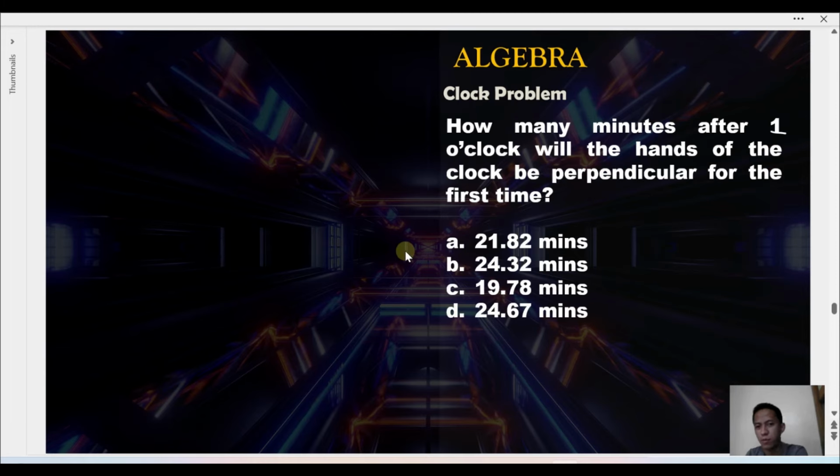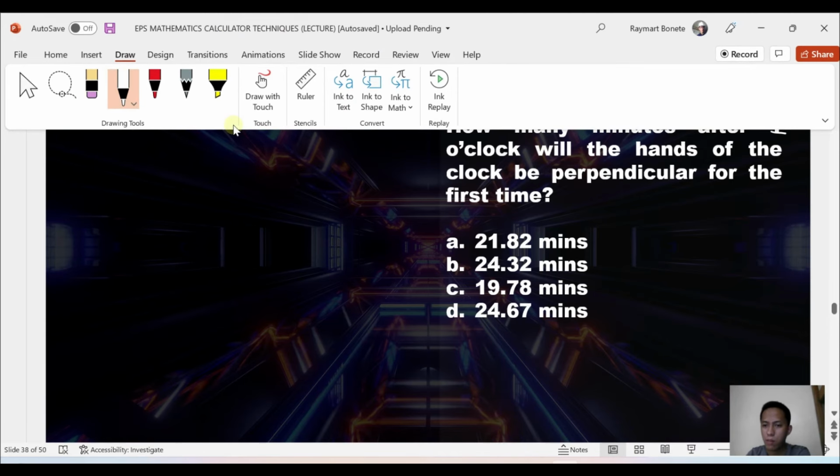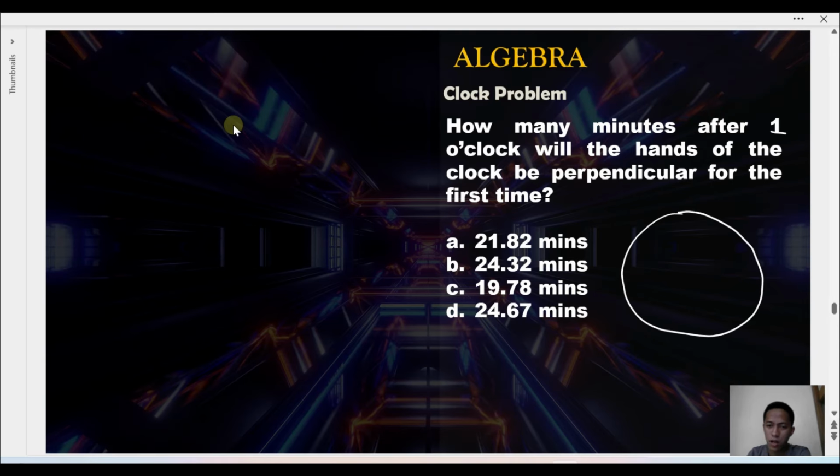Okay guys, so we have here our next problem. So this is an application again. This is clock problem. So how many minutes after 1 o'clock will the hands of the clock be perpendicular for the first time? Okay guys, so yung hinahanap natin is yung time daw na magiging perpendicular yung hour hand and minute hand. Okay, between 1 o'clock and 2 o'clock. So basically, this is after 1 o'clock.